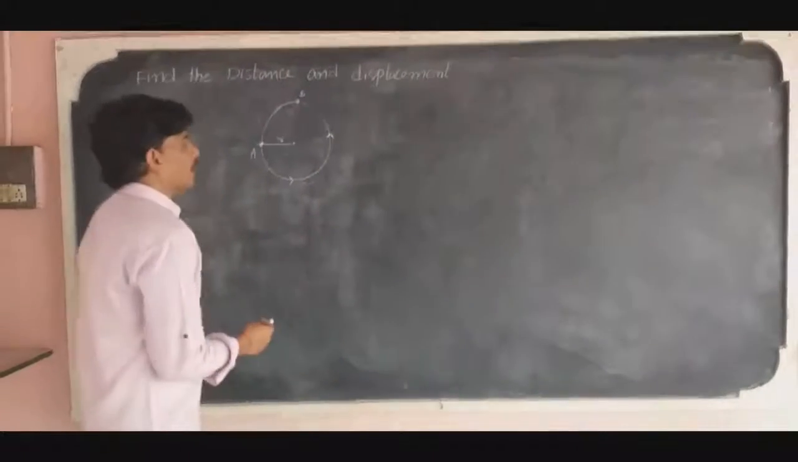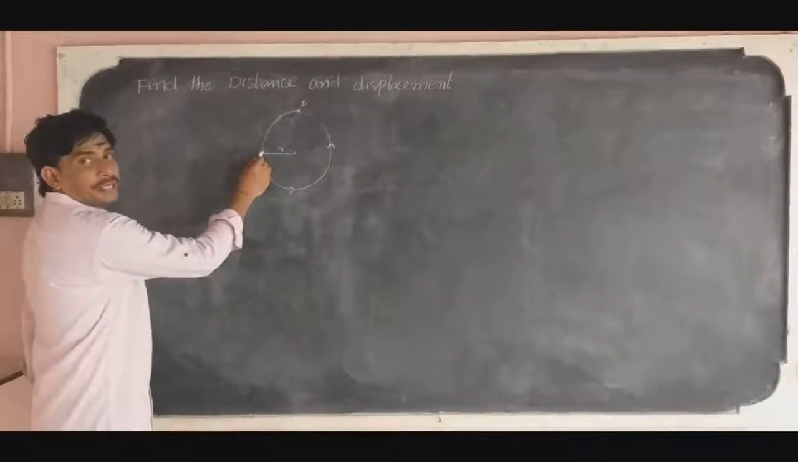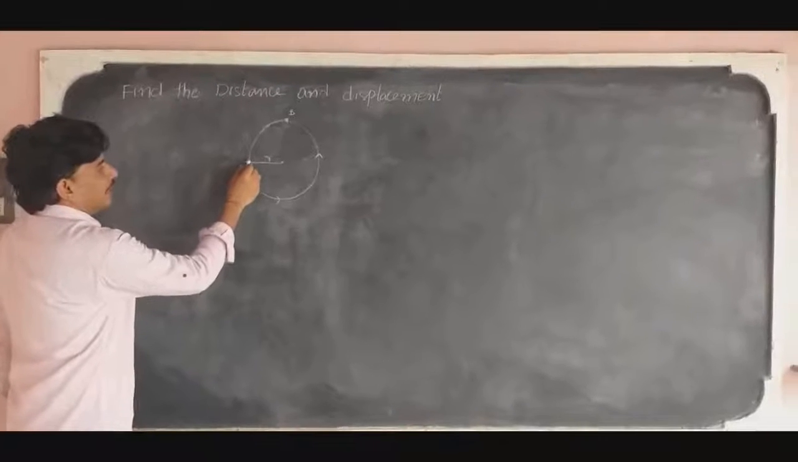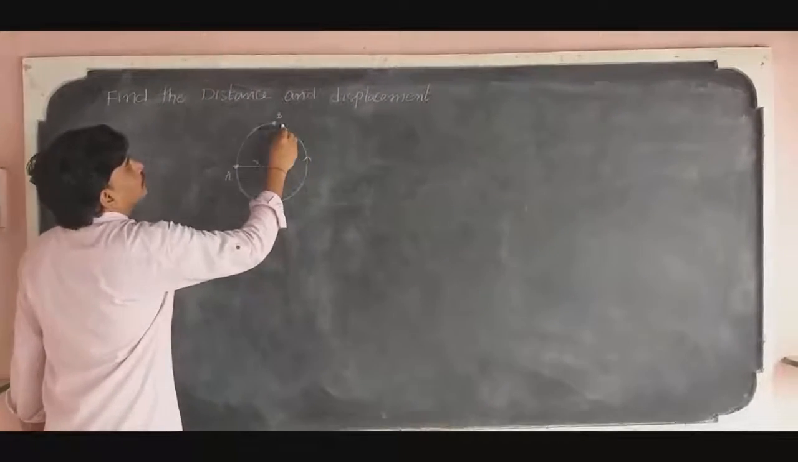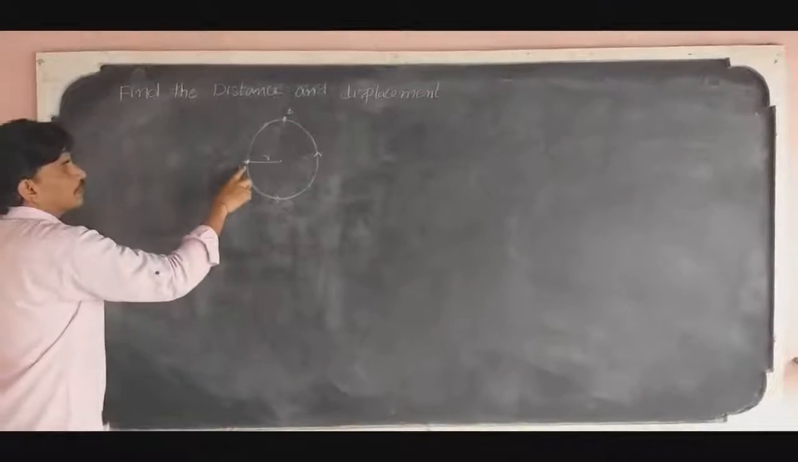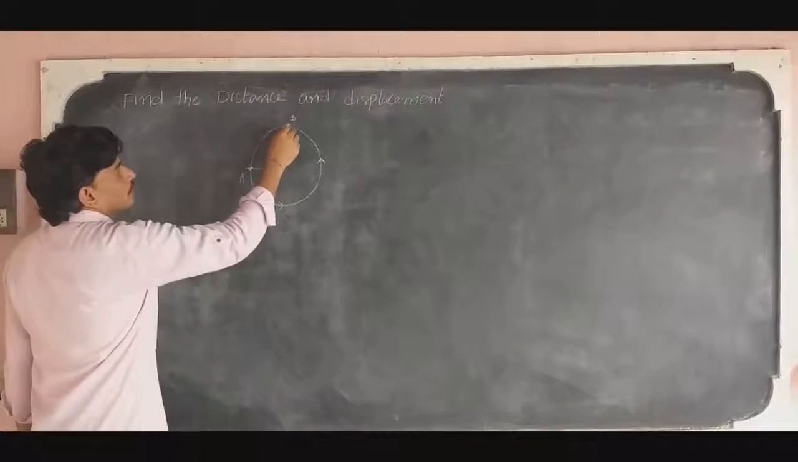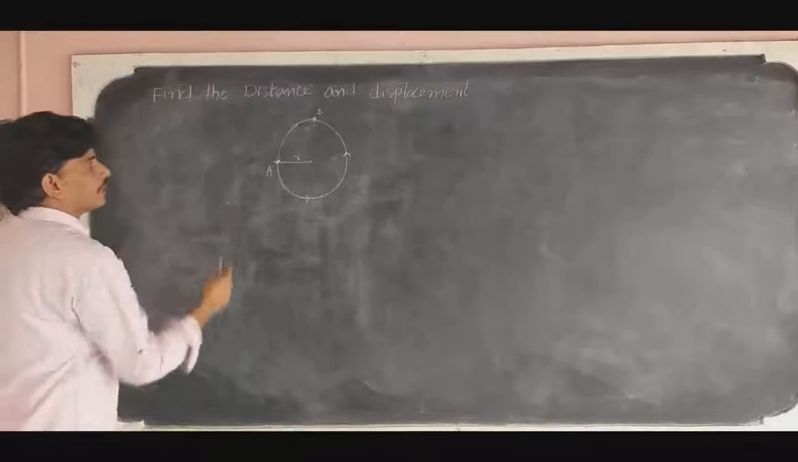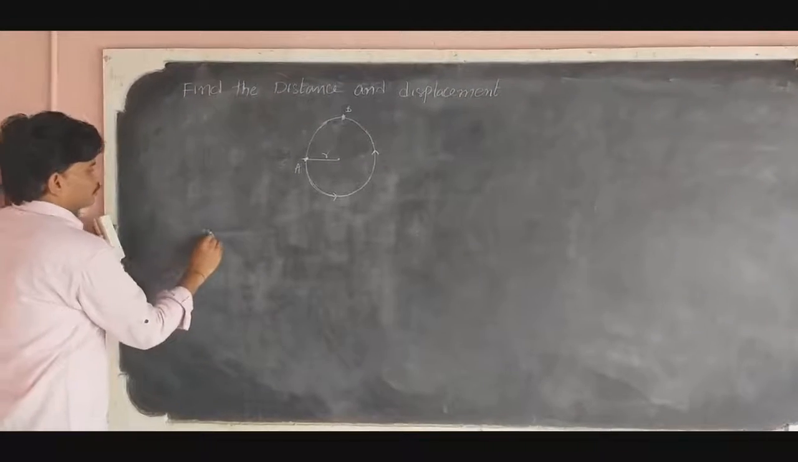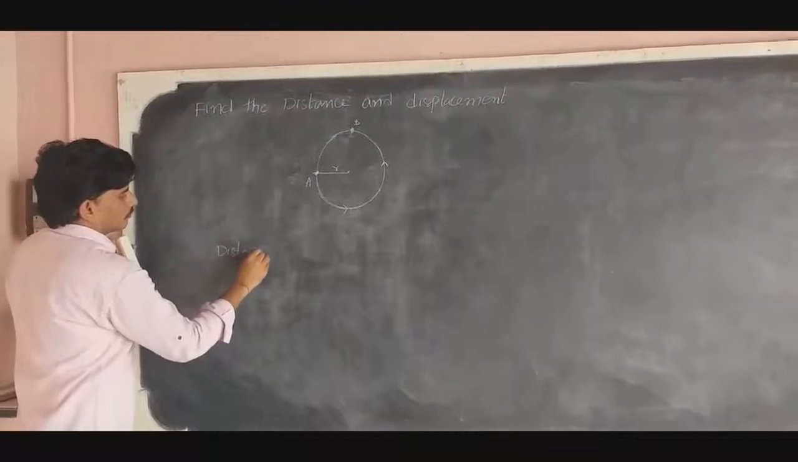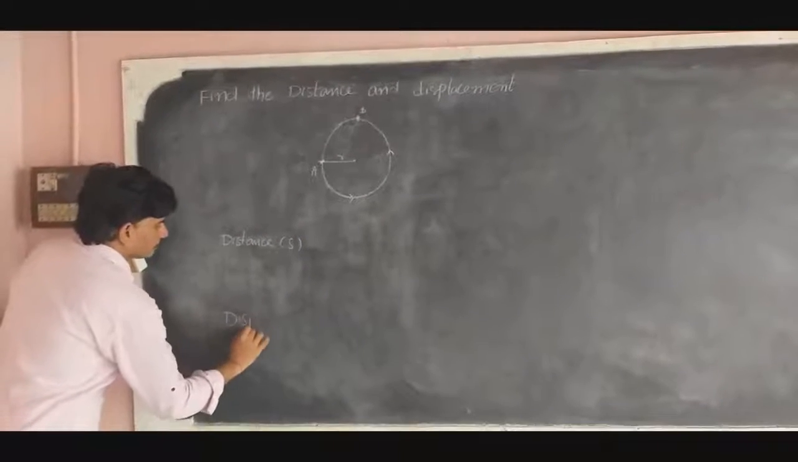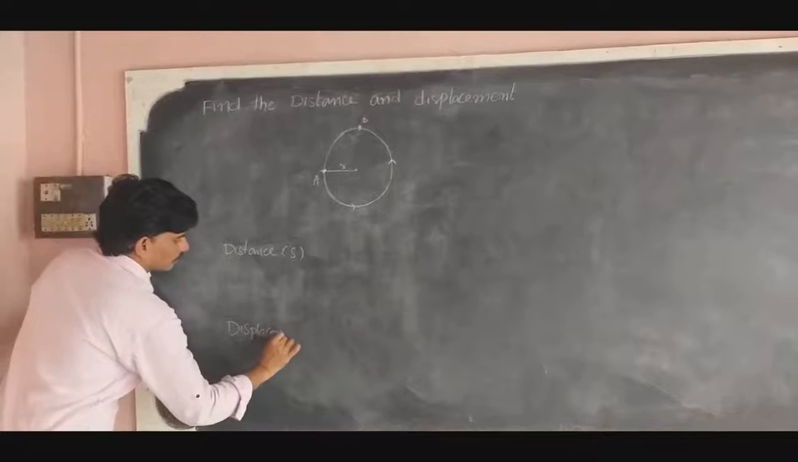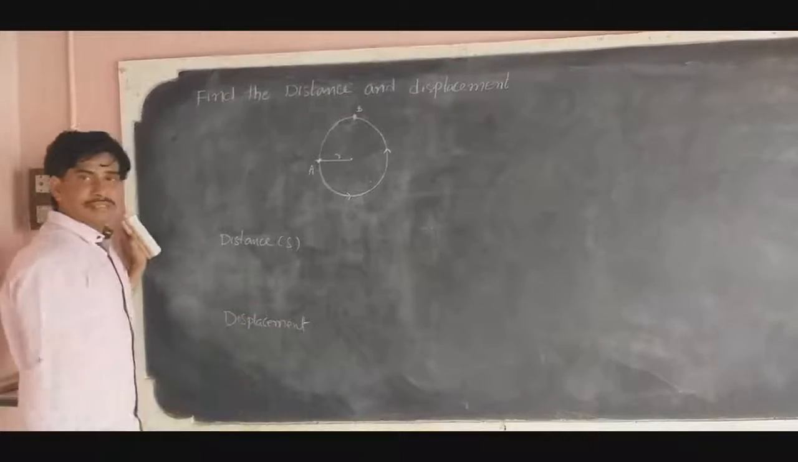We will see one more example here. This is also a circular path. The initial point of the object is A and it travelled in this direction and reached the position B. So here the initial position is A and the final position is B. Okay. In this case he is asking what is the distance and displacement?